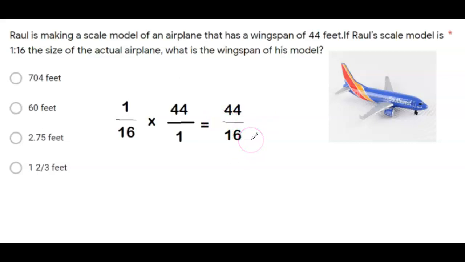Remember, you guys can use calculators on this, so it should be easy to figure that out. It's 44 divided by 16. Check which one of these is correct. All right, that's number 1.